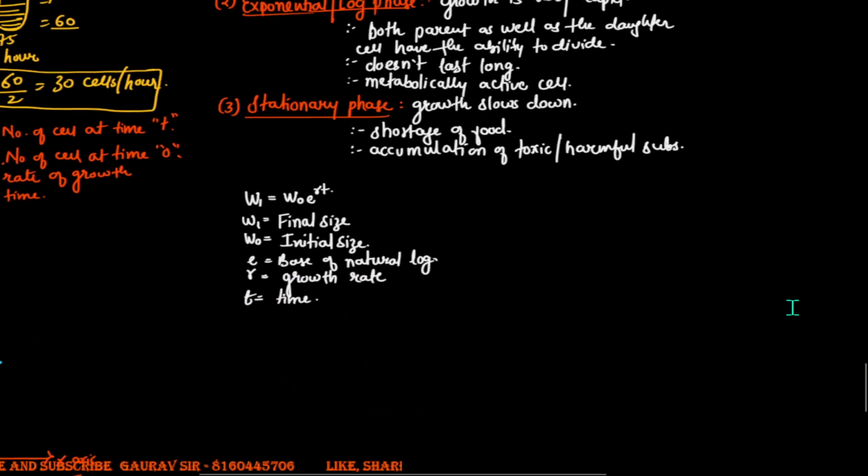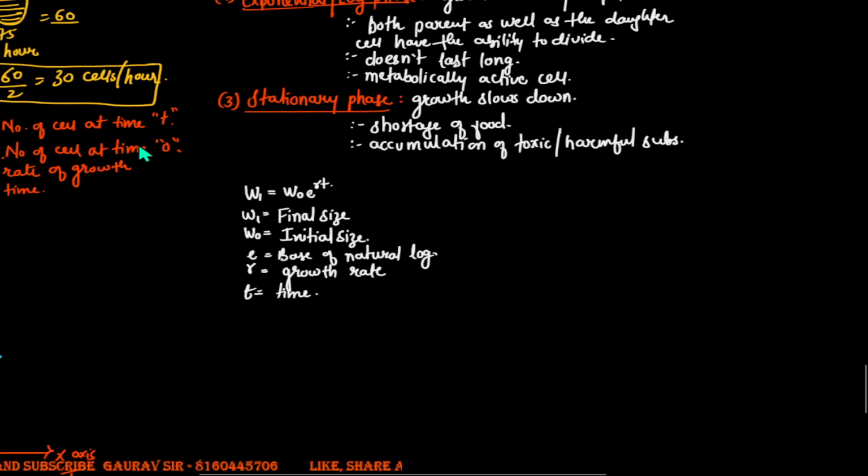Also, we understood what the formula for this geometric growth is. The formula is W1 equals W0 e power RT, where W1 is the final size, W0 is the initial size, E is the base of natural log, R is the growth rate, and T is time.